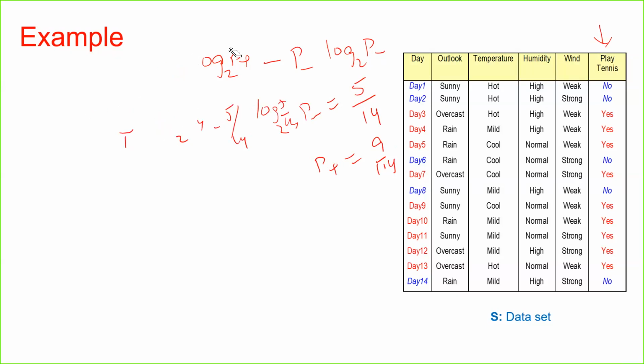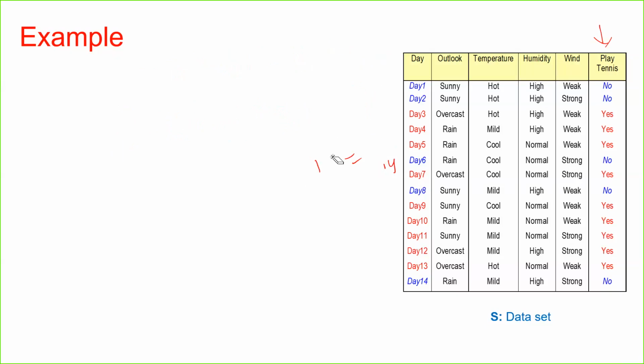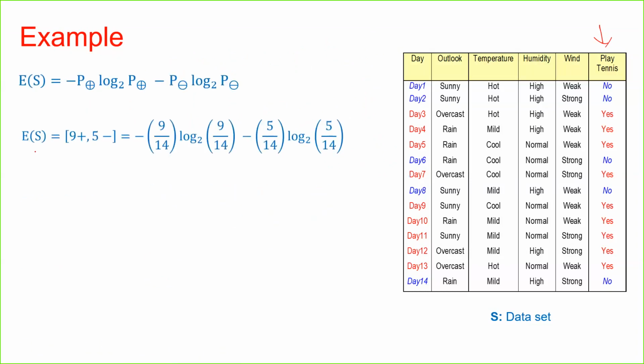Okay, so this gives the entropy before splitting, or impurity in the data, right? So compute that. This is the entropy of the data set S, which is equivalent to 0.94. Okay, suppose I split it based on the outlook.